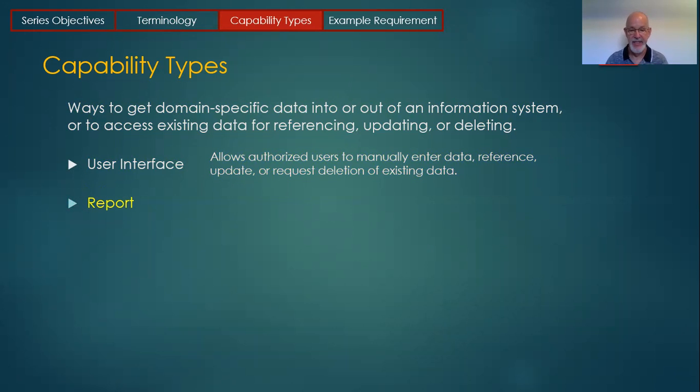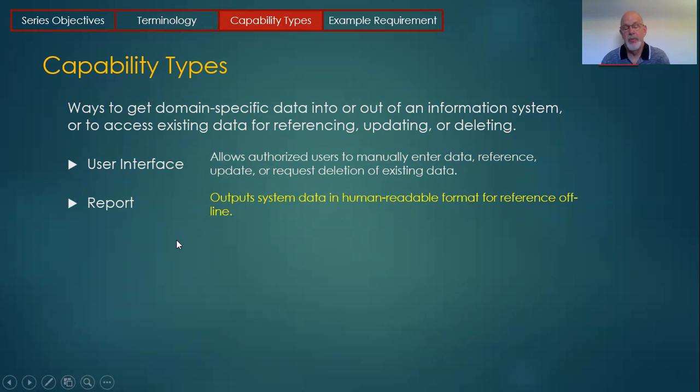Reports is a capability type. A report outputs system data in human readable format for reference offline. Remember a little bit ago I said you can improve a business process if you're now giving the user online access to data they used to have to report. So this is an example of a change that could improve a process by just adding an online capability for a particular user type.